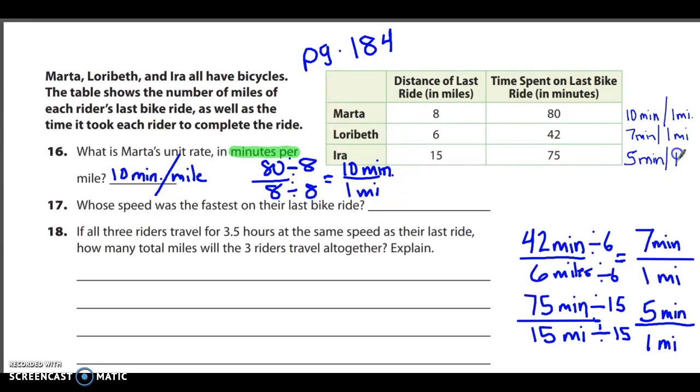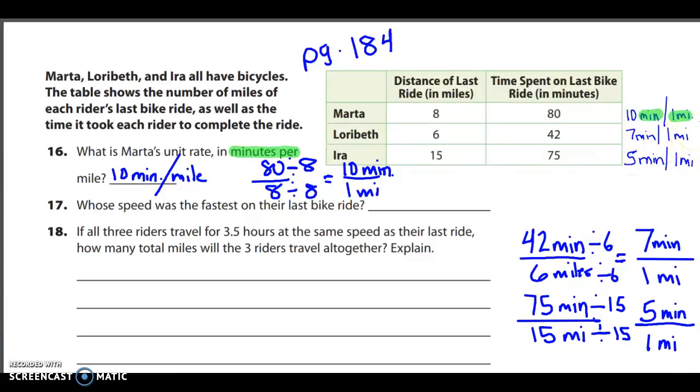Now be careful when you answer this question about choosing. A lot of kids want to choose Marta because it's the biggest number. But I want you to recognize what these numbers are saying. We're talking about how many minutes it takes them to do a mile. Minutes per mile means that it takes Marta 10 minutes to do a mile, and it only takes Ira 5 minutes to do a mile. Well, if you're racing, you want to try and get done with the mile faster. So the faster person is the one with the lowest number here.